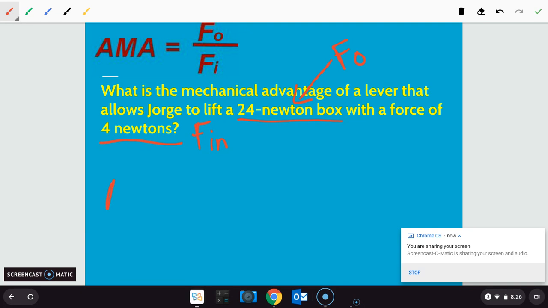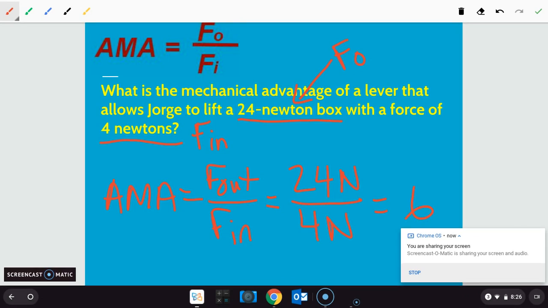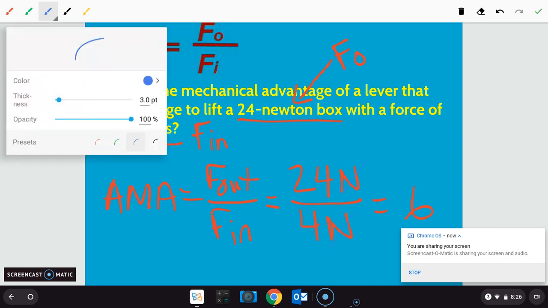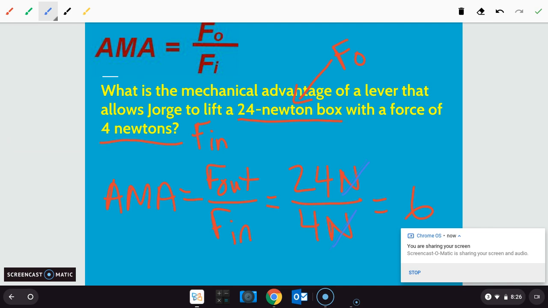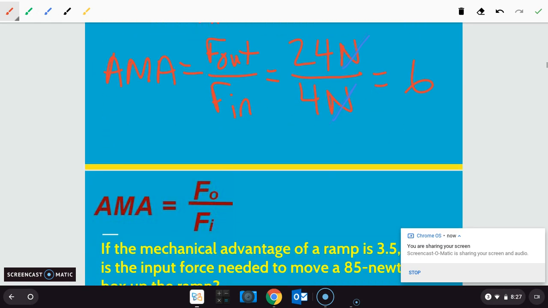So if I'm using AMA equals force out over force in, I will have 24 newtons over 4 newtons, and that will be 6. And again, there's no label because when I do this, newtons cancels out. Newtons is on the top, newtons is on the bottom, it disappears from the equation. So that's how you would find mechanical advantage.